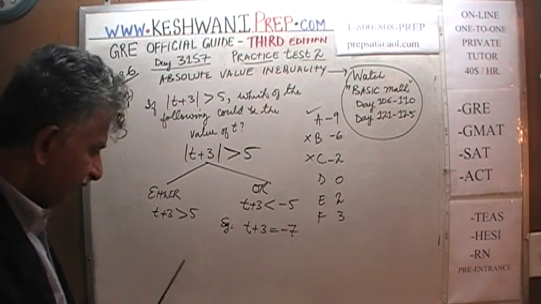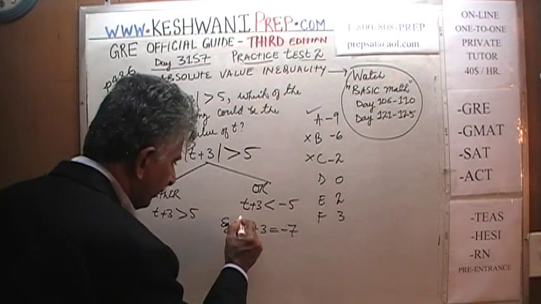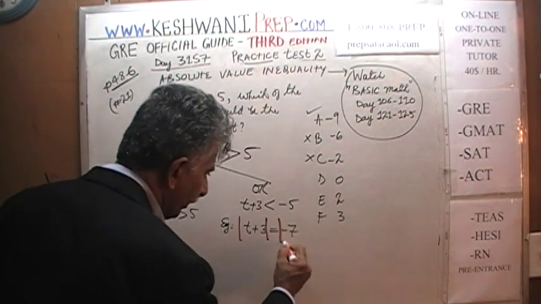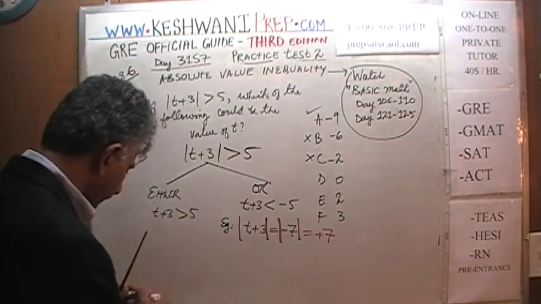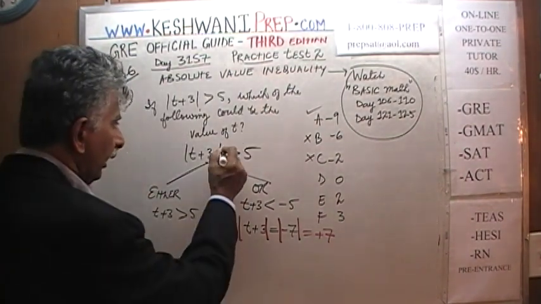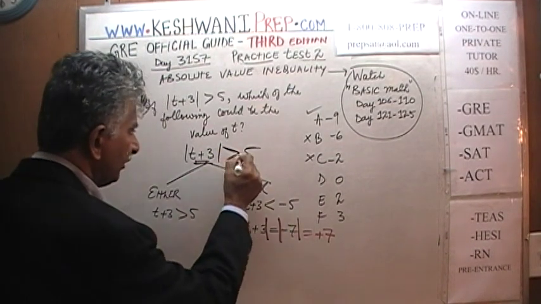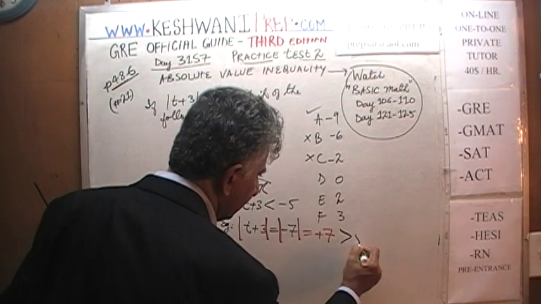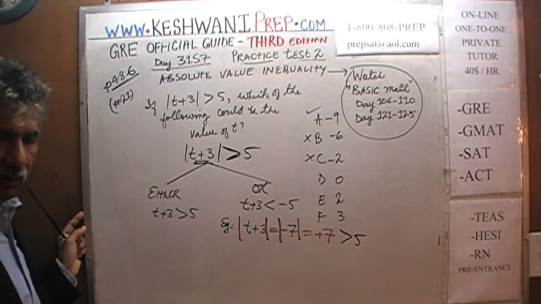So if that's the case, if t plus 3 is equal to negative 7, then the absolute value of negative 7 is positive 7. We are told the absolute value of this quantity, which we found to be positive 7, has to be more than 5, and we can see 7 is more than 5. So that works. That does work.